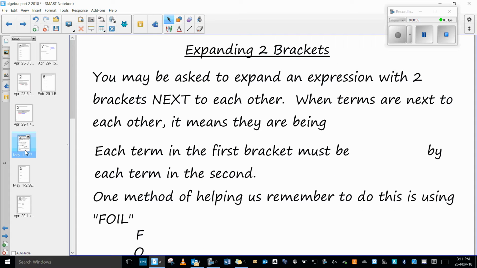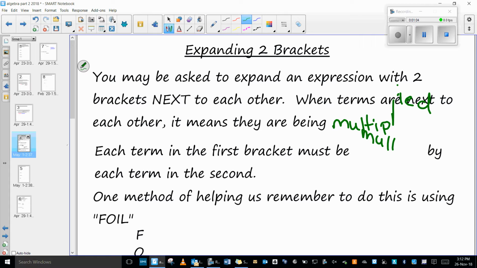Now, we know that when terms are next to each other, it means they are being multiplied. So we need to add the word multiplied. Okay, so are being multiplied. Each term in the first bracket must be multiplied by each term in the second. I know it's gone weird. So each term in the first bracket must be multiplied by each term in the second.